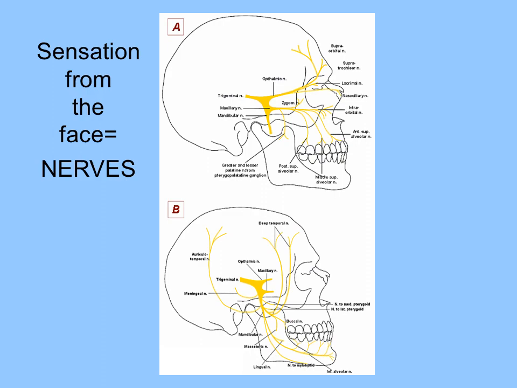The trigeminal nerve is the nerve that provides sensation from the face. The trigeminal nerve, as it sounds, contains 3 main branches. The first branch is the ophthalmic nerve. This goes to the eyes, the forehead, and the nose. Sensory around the eye, forehead, and nose.